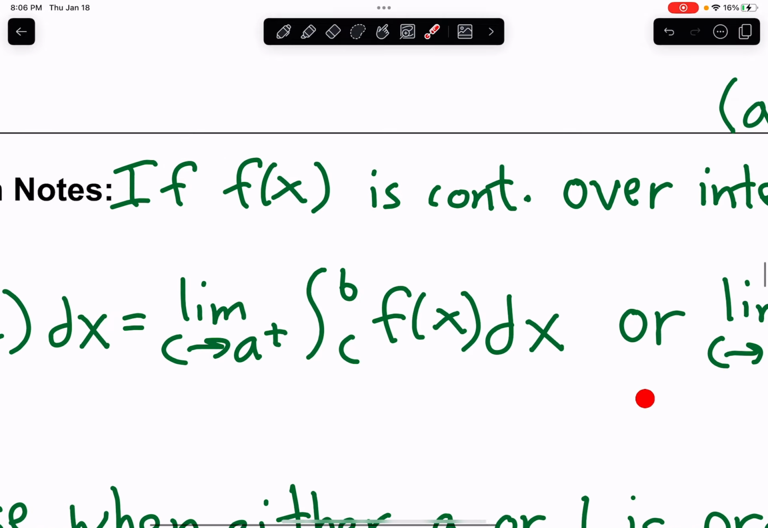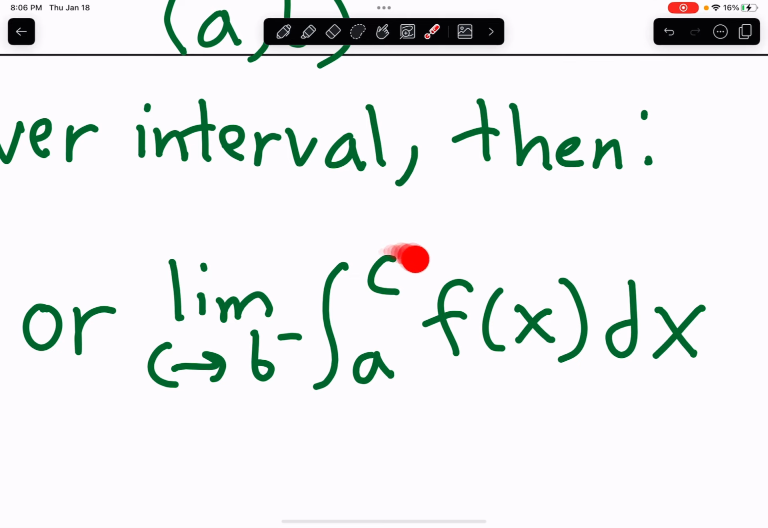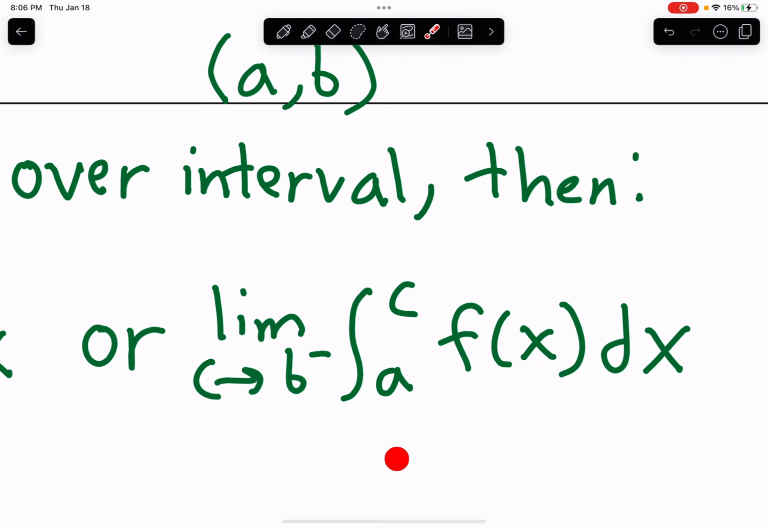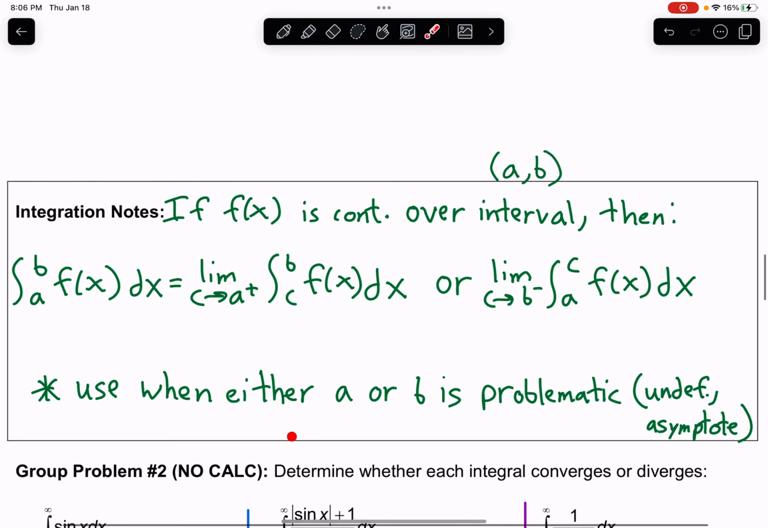Or let's say my right endpoint is the troublesome one. I will replace that one with, again, a placeholder variable. I'm calling it c. Limit as c approaches b from the left. Remember, b is my right endpoint, so I can only approach it from the left. And again, we're going to do this when either a or b is a problematic value, so think of undefined values or asymptotes at that x coordinate, okay?